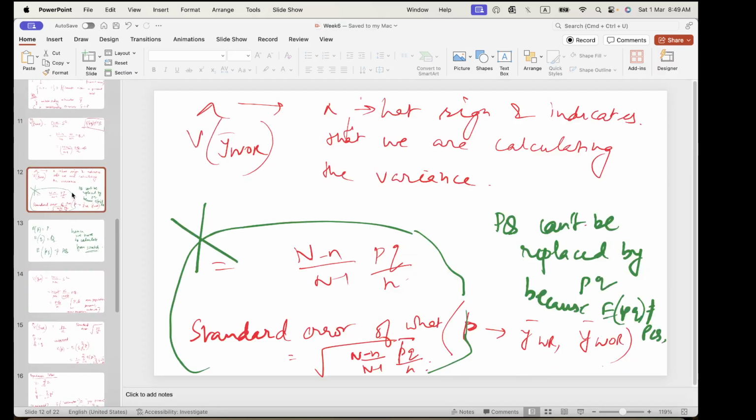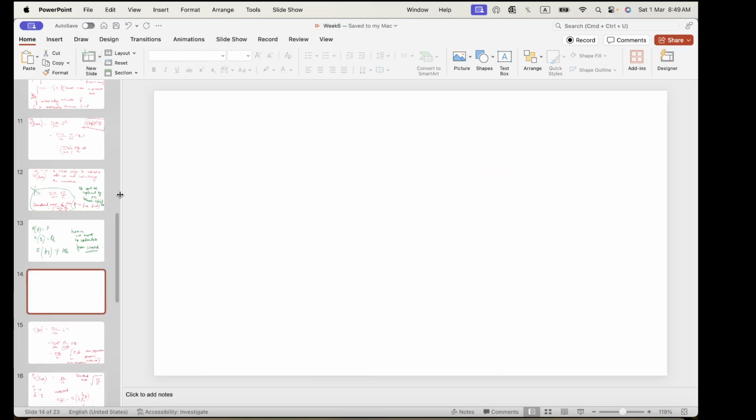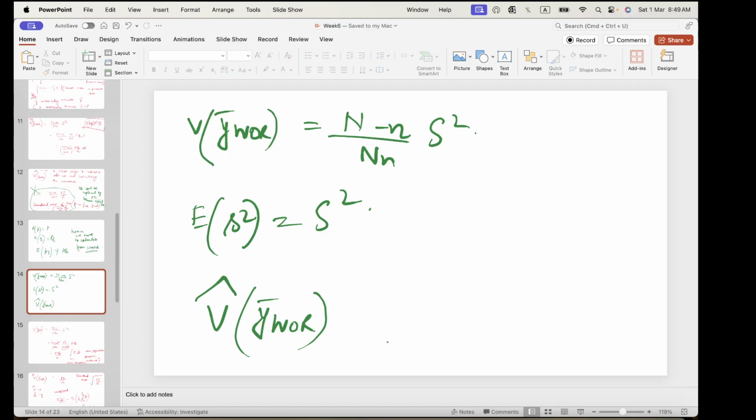Okay, so this entire thing is wrong. So then what is the correct thing to do? It's here. The variance of y bar WOR is actually (N minus n) by (N n) capital S square. Now we know the expectation of small s square equals capital S square. So therefore the variance hat of y bar WOR will be (N minus n) by (N n) into small s square.